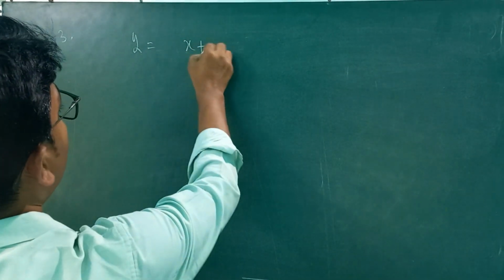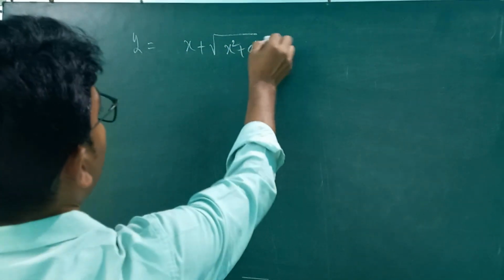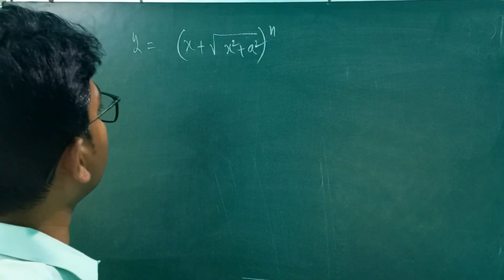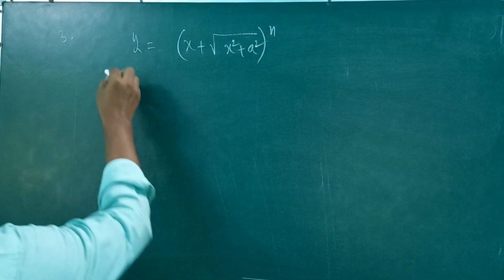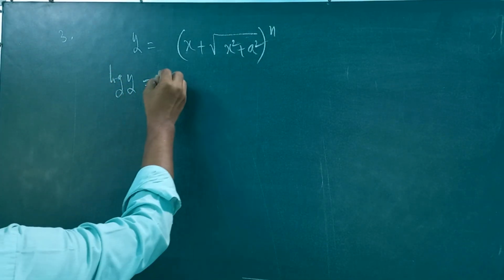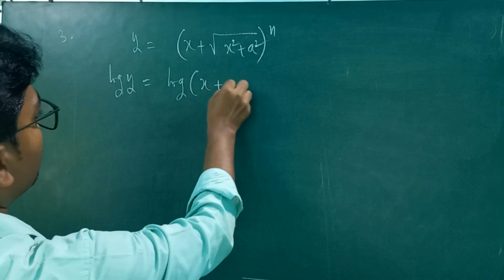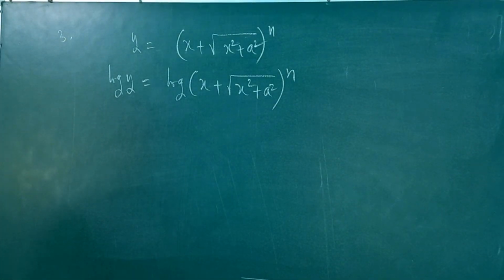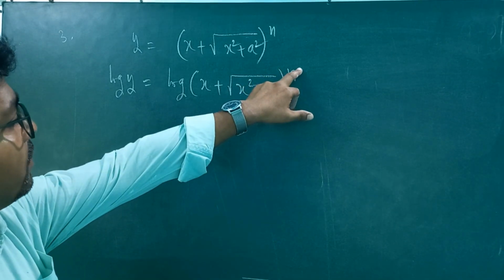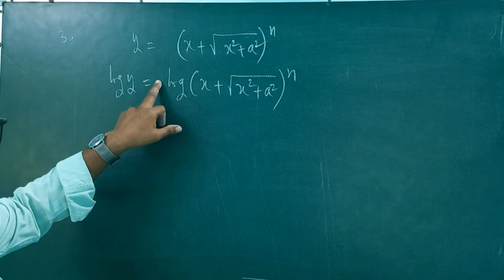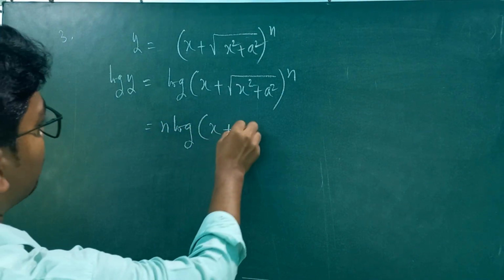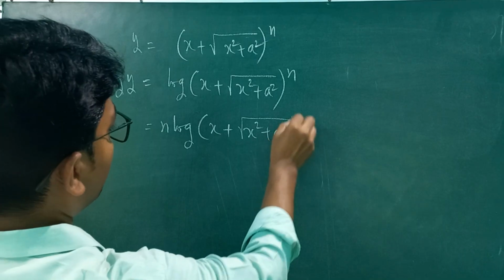y equal to x plus root over x square plus a square, whole to the power n. This is a very similar structure to our previous problem. If we take log on both sides, log of x plus root over x square plus a square, whole to the power n. And you know this property of log: this power n will come as a multiple on the left side. So this will become n log of x plus root over x square plus a square.